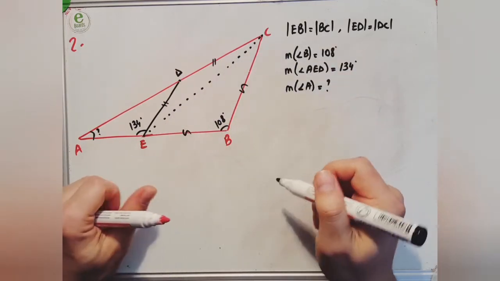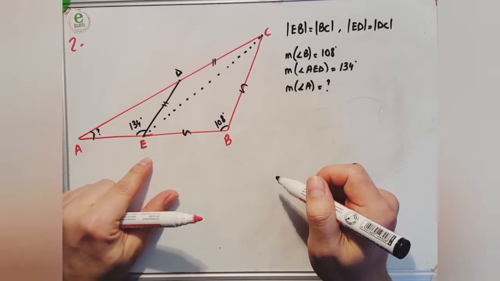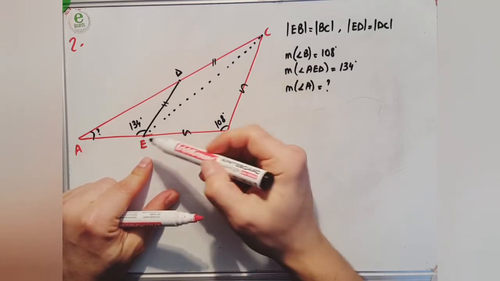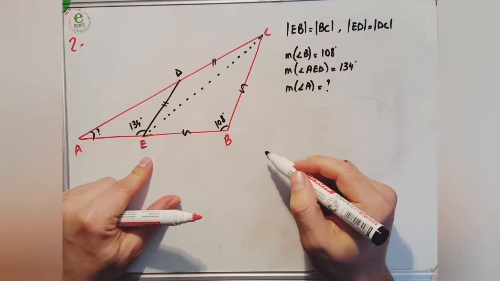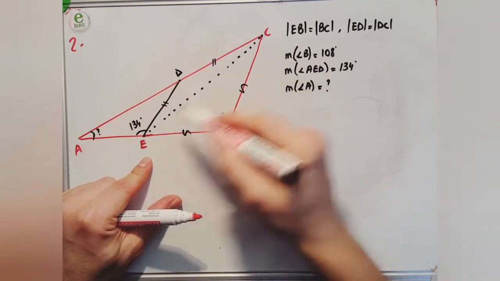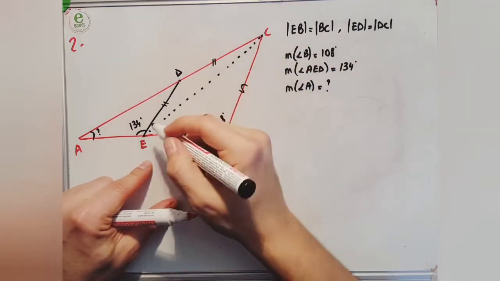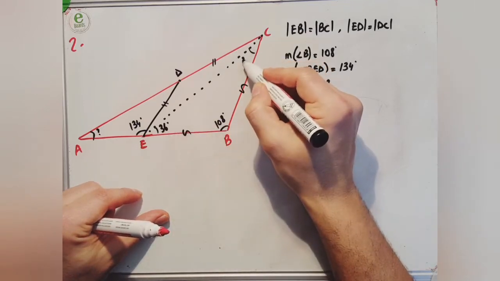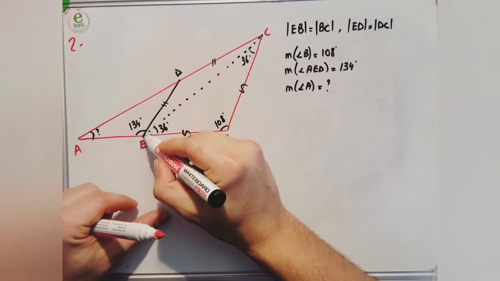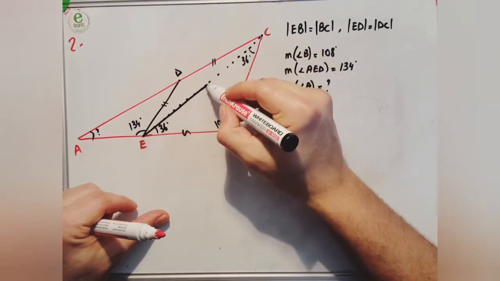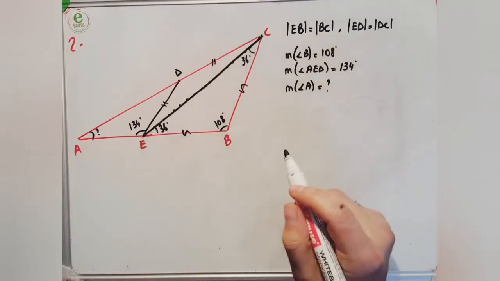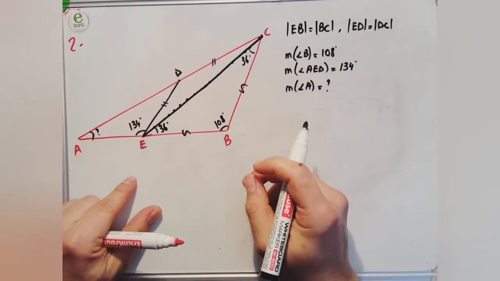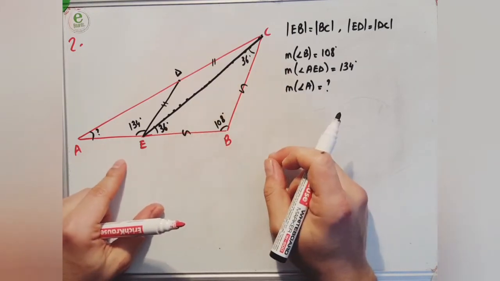When we combine points E and C, we will have one isosceles triangle, triangle EBC. So the measure of angle BEC and BCE will be 36 degrees. And we get here 36.